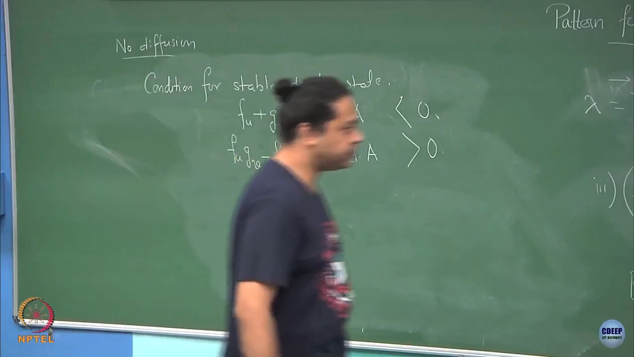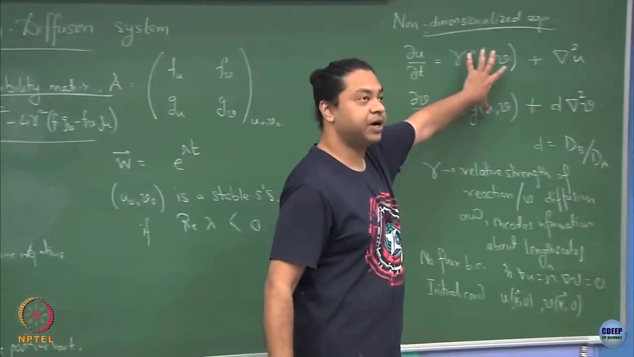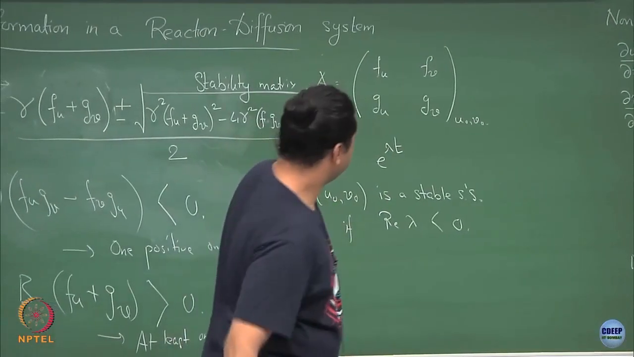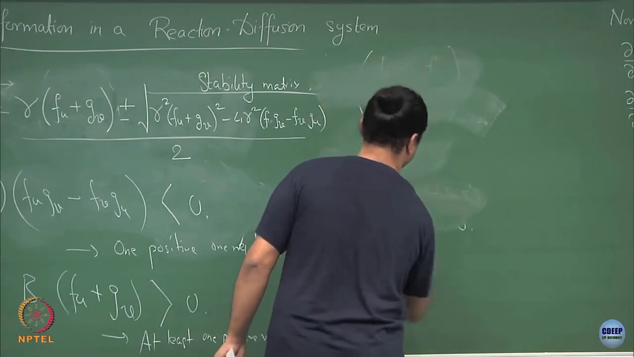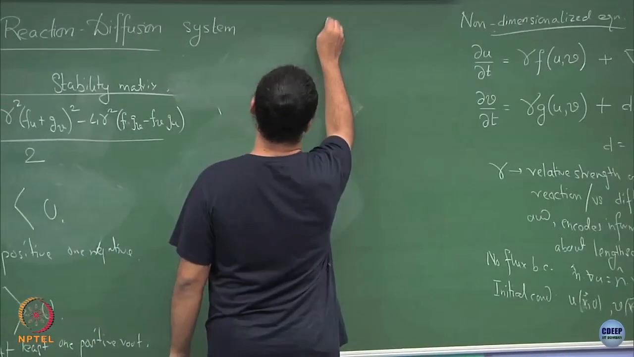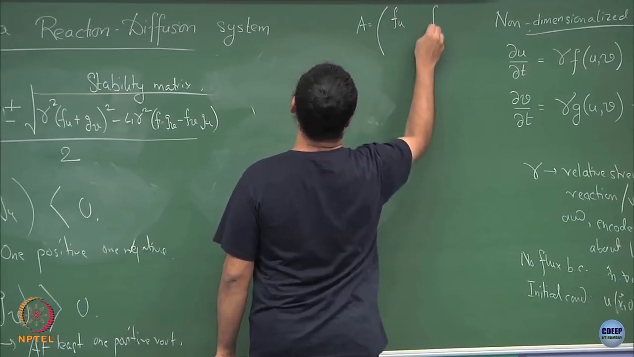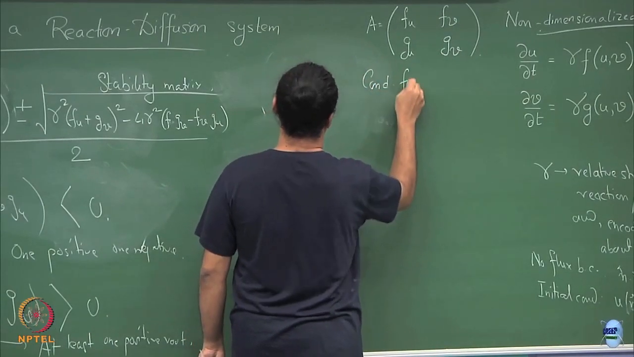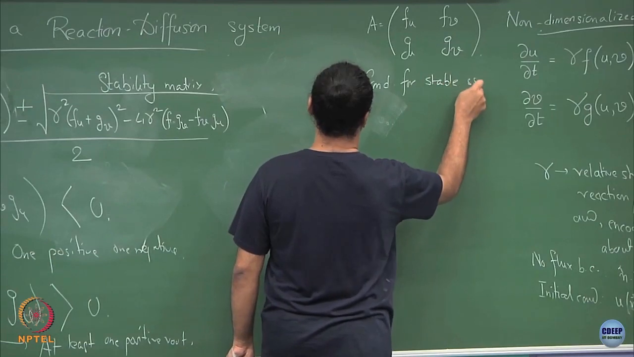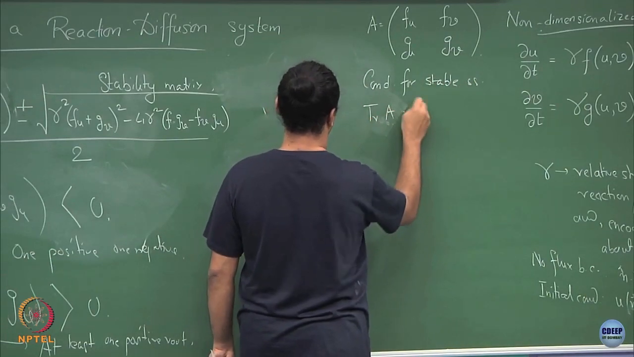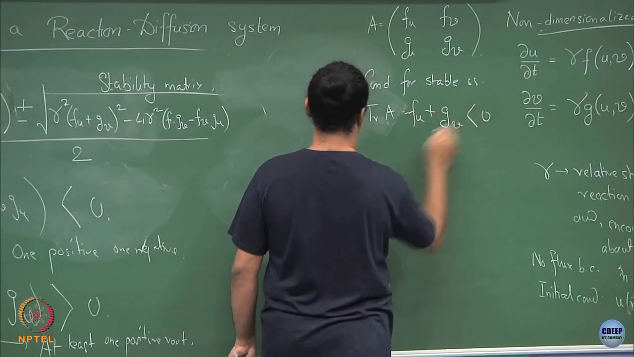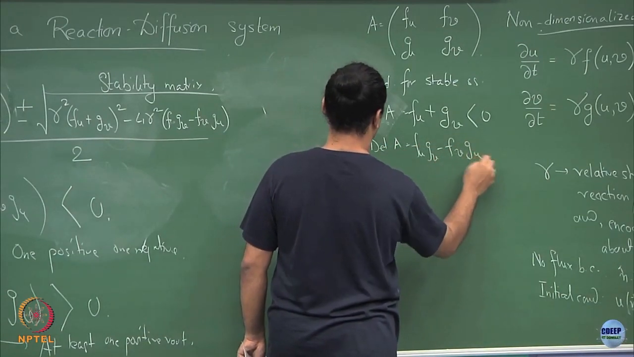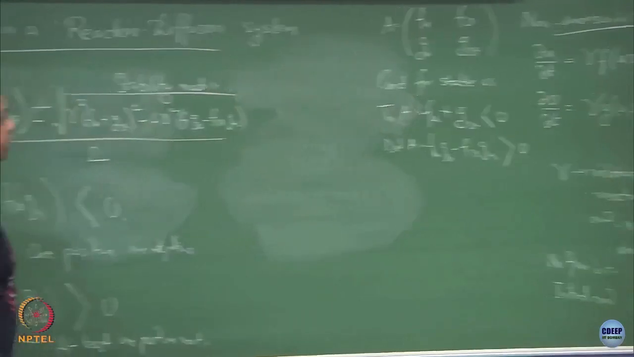So, this is as far as this non-diffusing part goes, where I am just talking about the reaction parts of this equation. I have not yet brought in diffusion. Actually, I should have written it here, so let me just rub this out. My stability matrix A is f_u, f_v, g_u, g_v, and the condition for a stable steady state is that the trace of A, f_u plus g_v, is negative, and the determinant of A, f_u g_v minus f_v g_u, is positive. Okay. So, these are my two conditions.